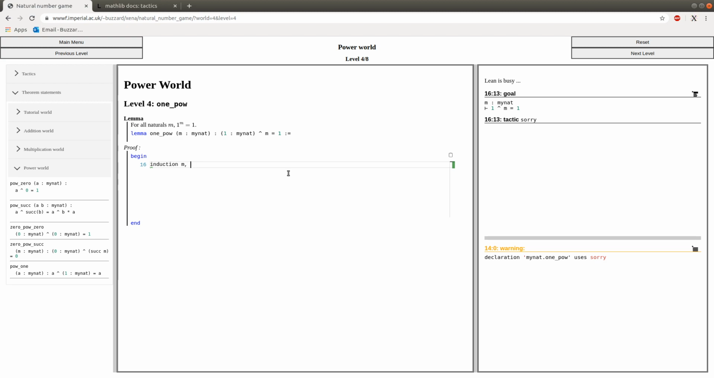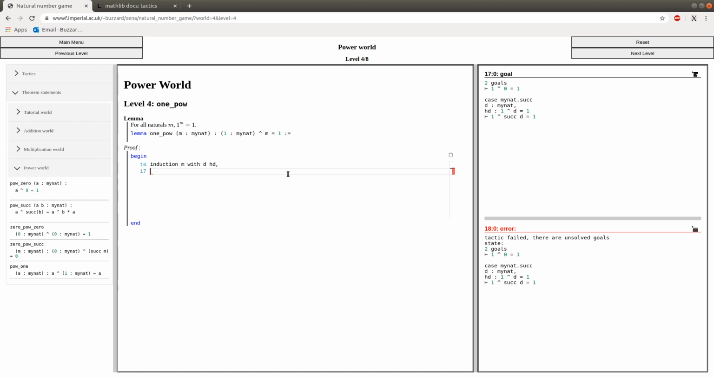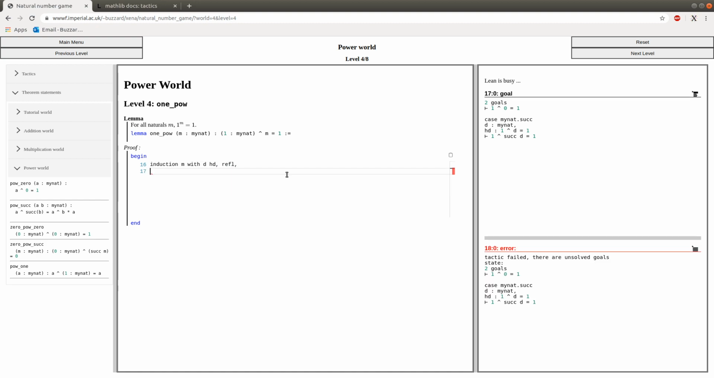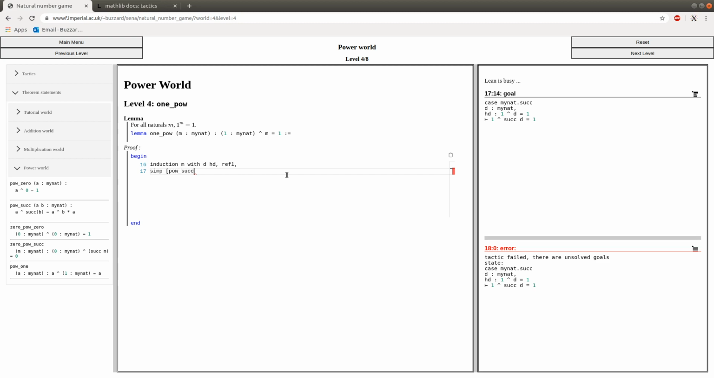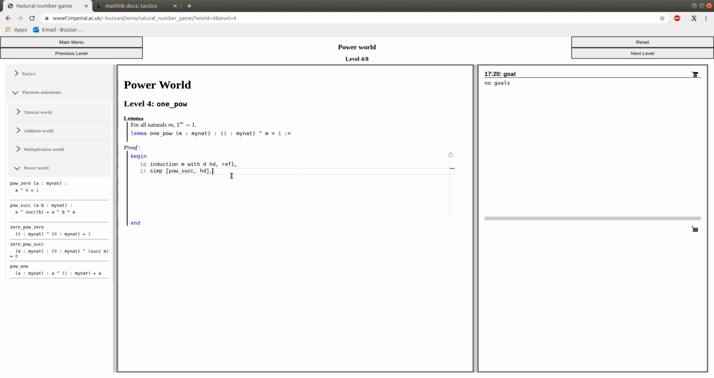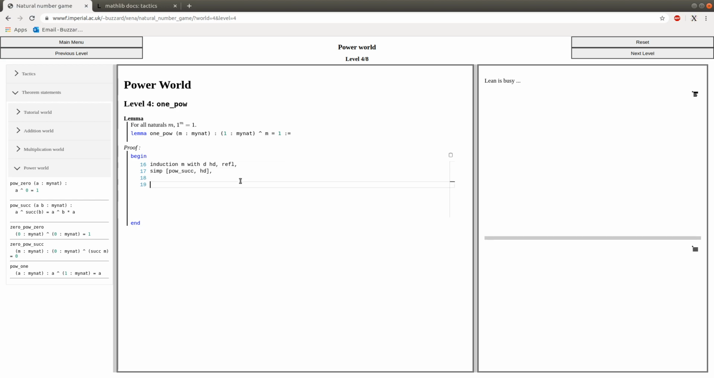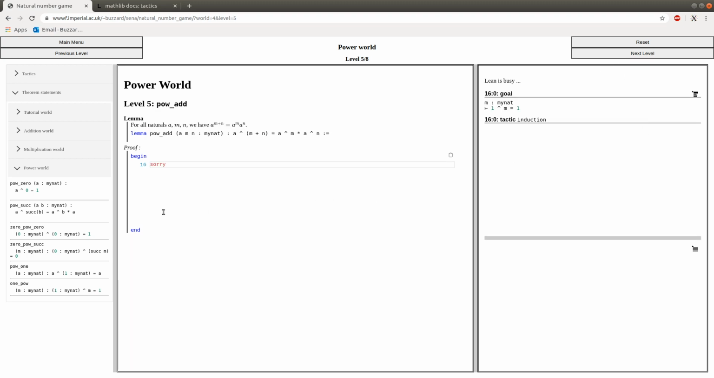Induction m with d HD. And now the first goal is true by definition. And now this one, let's try simp pow succ and HD. You see, I should have been training the simplifier. Yeah, you see, it's done it. If I've been training the simplifier all the way along, then these things would be much easier. And now what? Pow add.